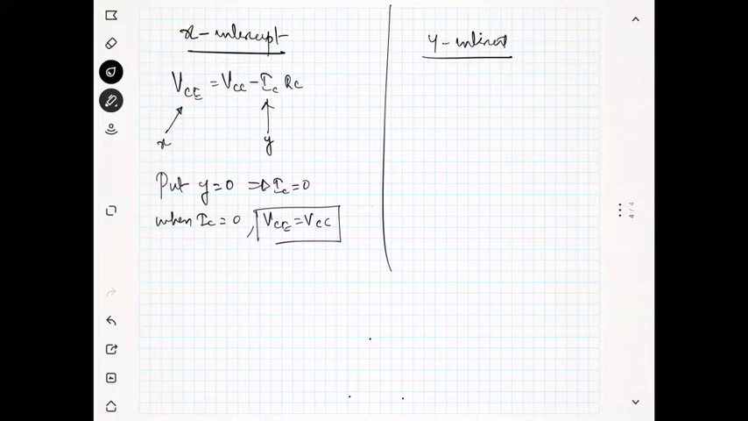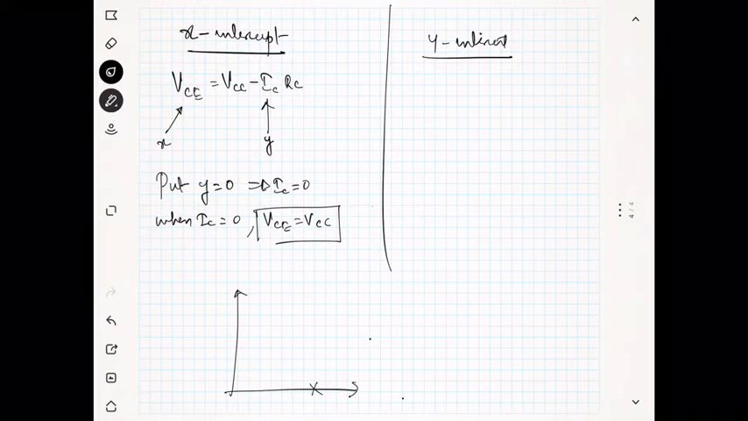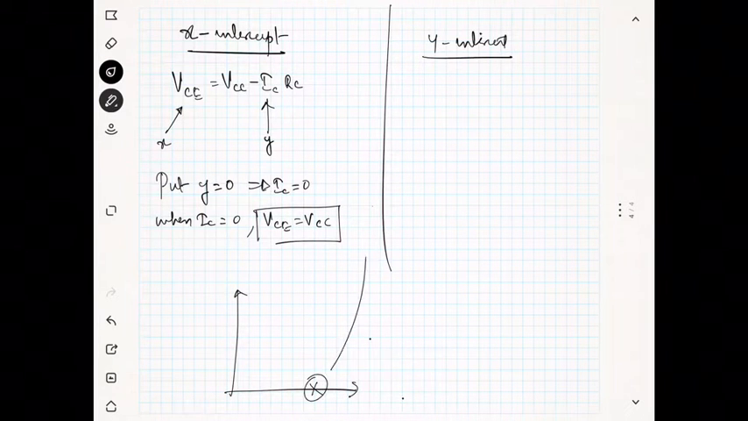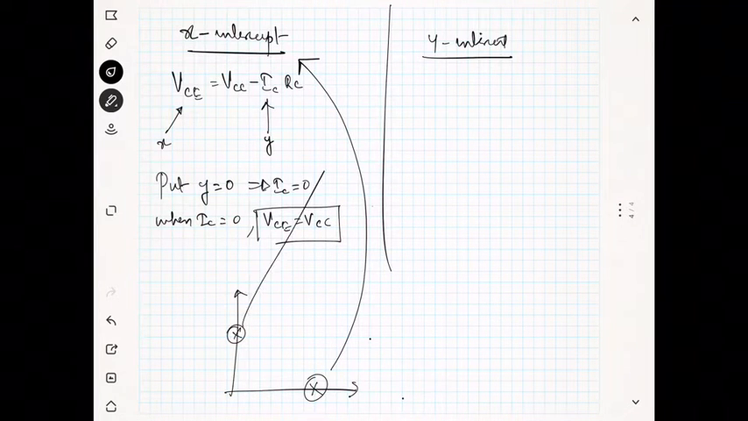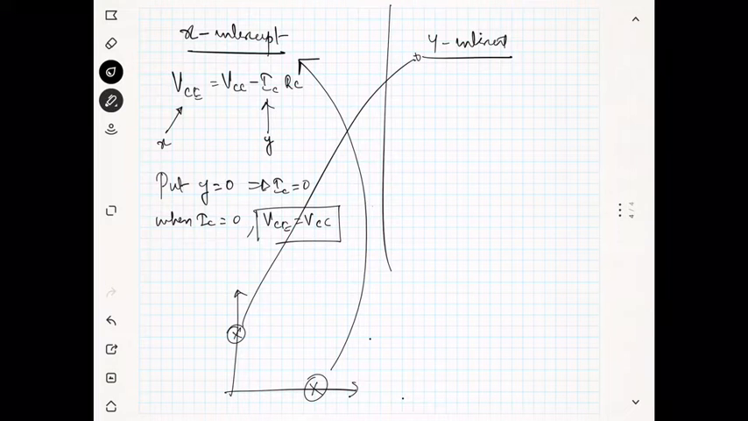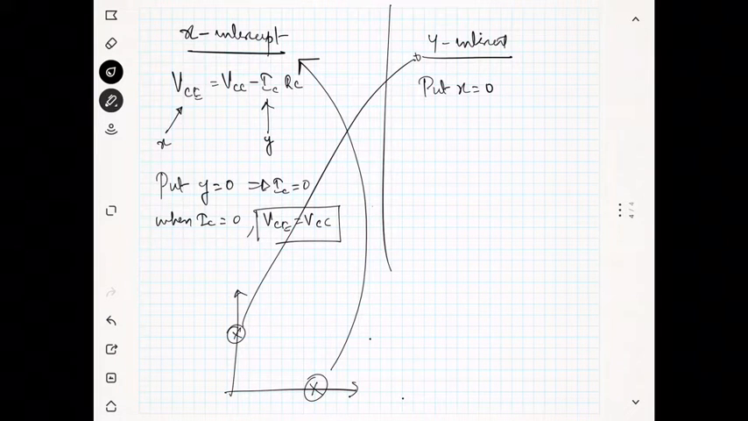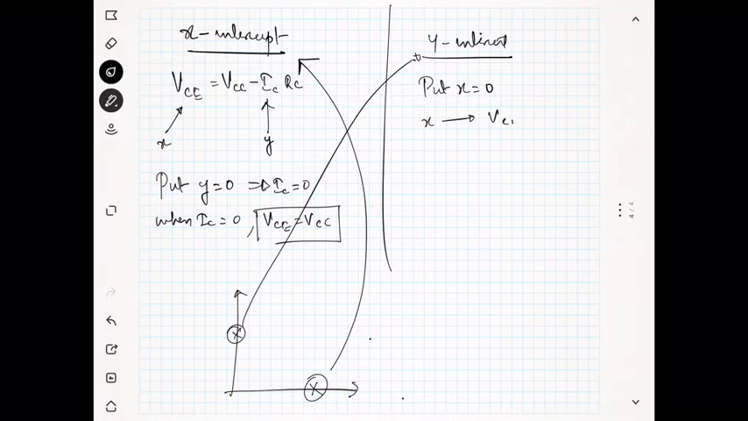If you are drawing the line, I have already explained, you have to find this x-intercept. This is the x-intercept. Now for the y-intercept, we need to find the y-intercept. For finding the y-intercept, you will put x equal to 0. What is x here? Your x means VCE. So put VCE equal to 0. That means 0 equal to VCC minus IC RC.